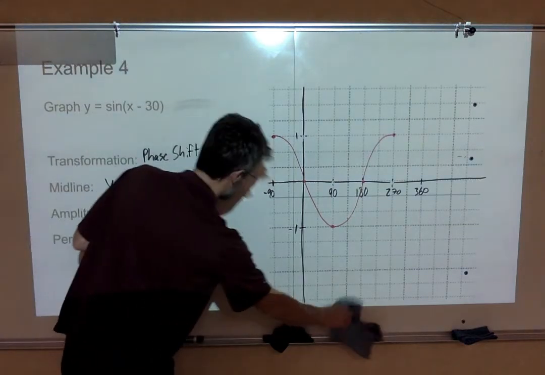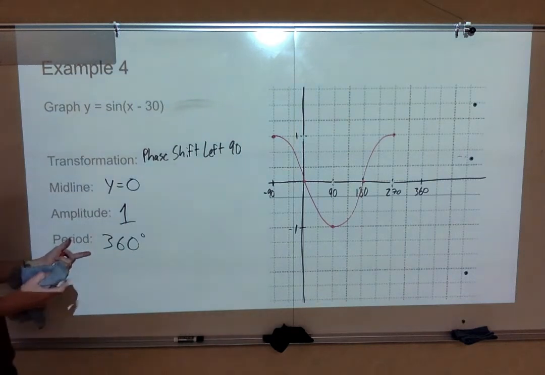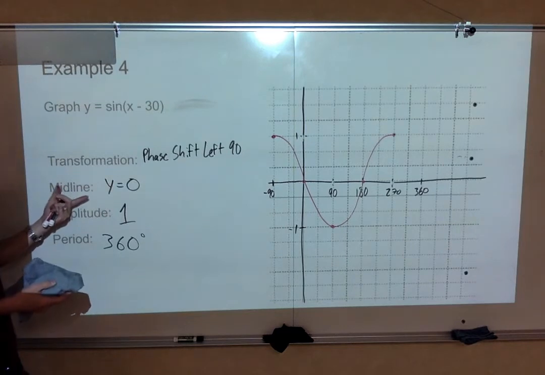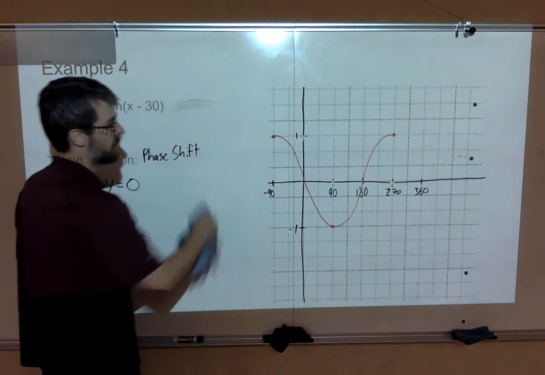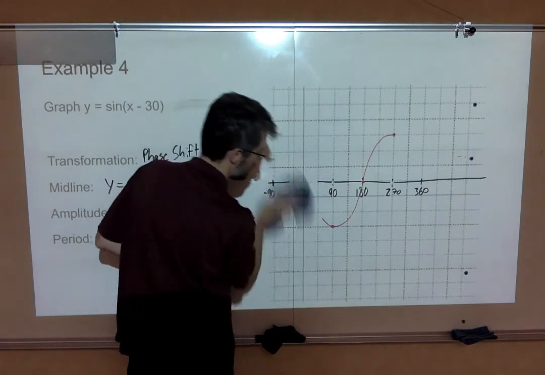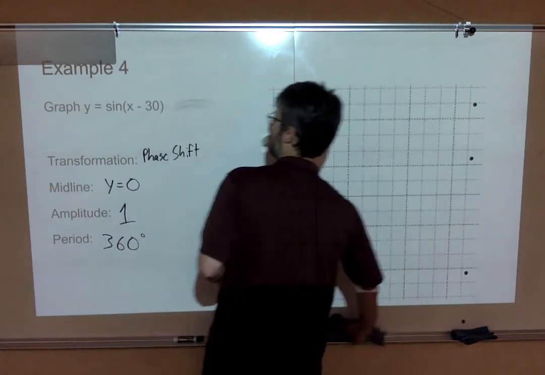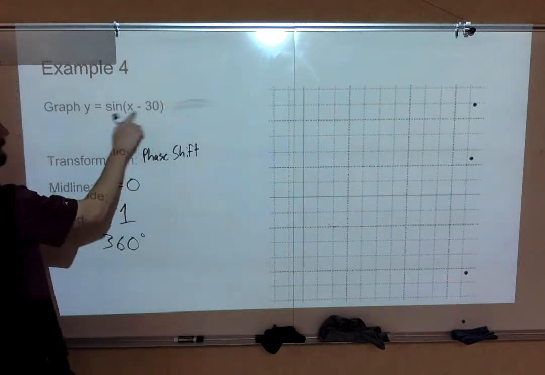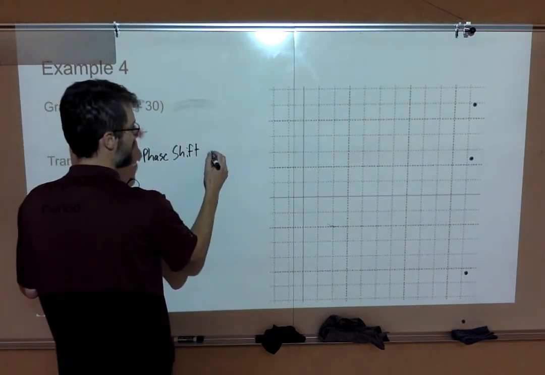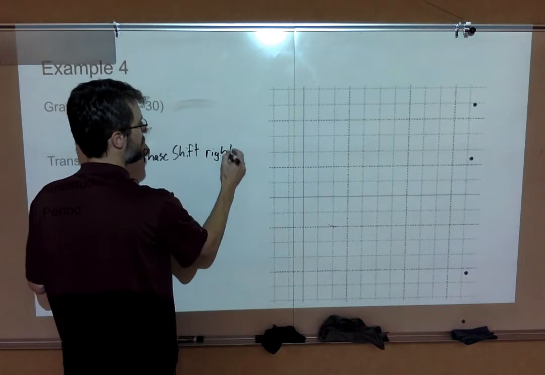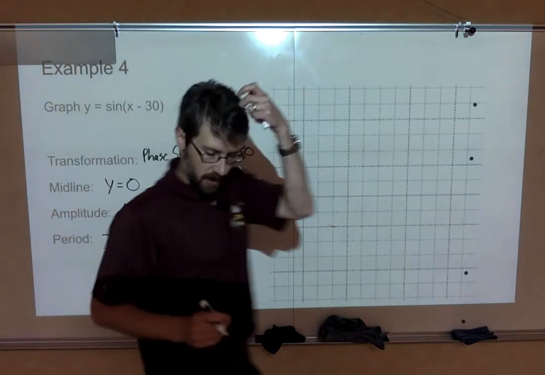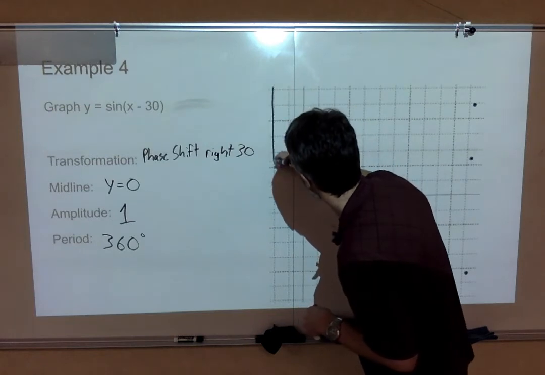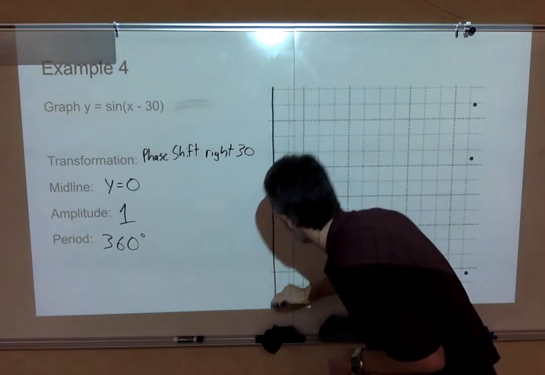All right, that'll save us some time for this one. We know that the period doesn't change with a horizontal shift. We know the amplitude doesn't change with a horizontal shift, and we know that the midline also doesn't change if we shift horizontally. So let's take a look at this one. All right, sine of x minus 30. Minus on the inside is going to be a phase shift to the right, 30 degrees. So now I'm shifting to the right. Let's give myself a little more space.